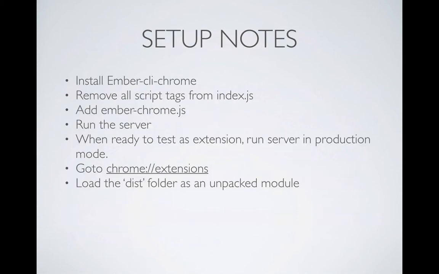Basically, how it gets set up is you install the Ember-CLI Chrome add-on via npm, remove all the script tags from index.html, and add the Ember Chrome.js file that it creates. You can run the server. Then when you test it, you just go to extensions and load the dist folder as an unpacked module.